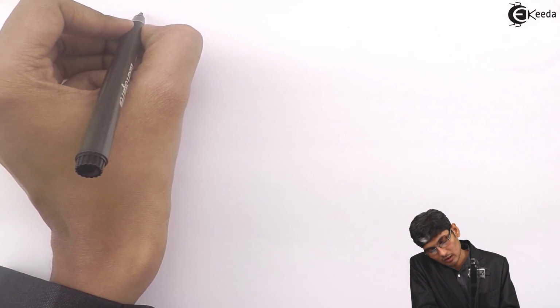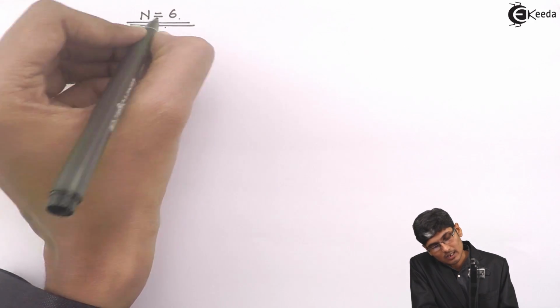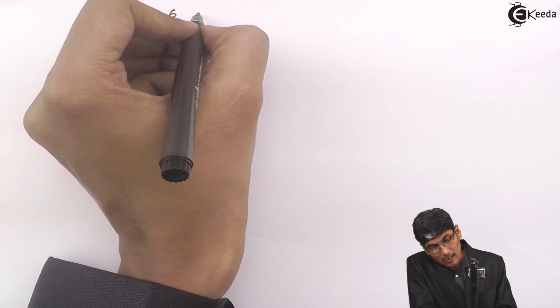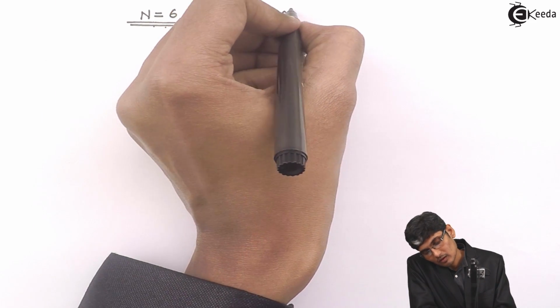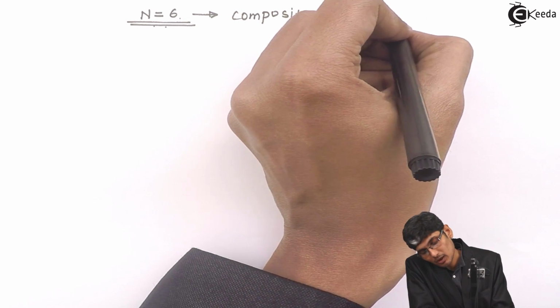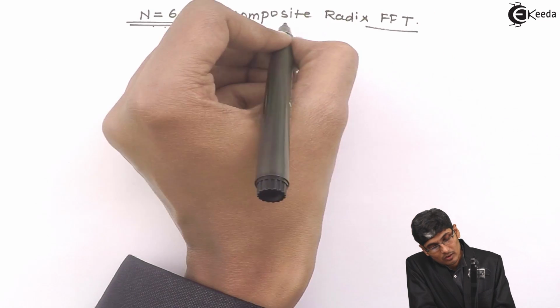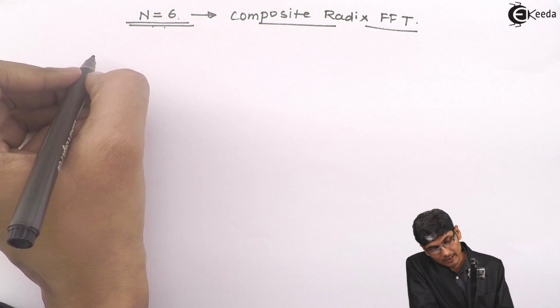Hi friends, today let us see how a flow graph for N equal to 6 looks like. So we have a problem of getting a sample with sequence values as N equal to 6. Surely this problem is a composite radix FFT problem. So we need to divide the given points. Let us divide the given point.